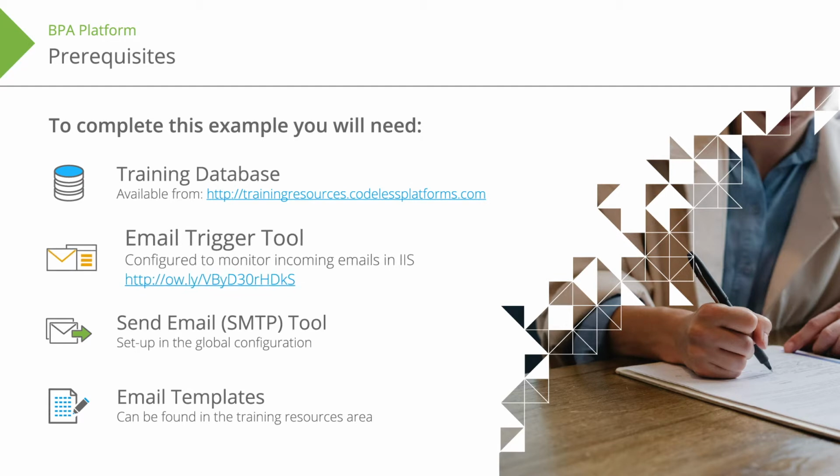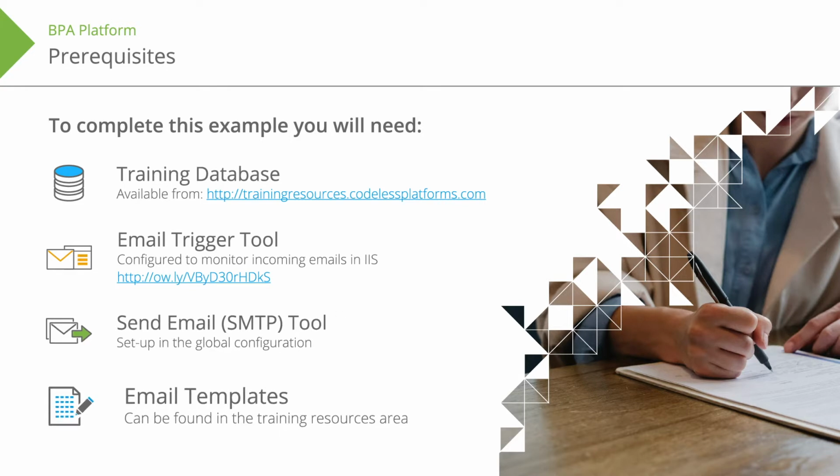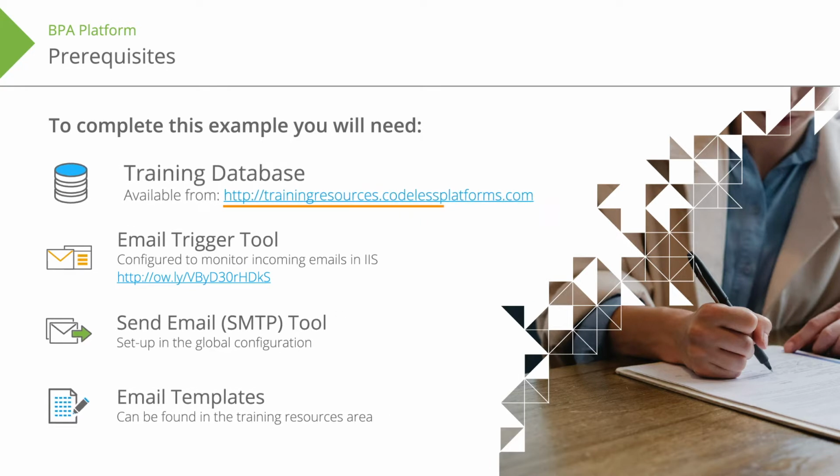You will need the email trigger tool to be configured to monitor incoming emails in IIS. See our website for details on how to configure this. You will also need the Send Email SMTP tool set up in the global configuration. The email templates for this tutorial can be found in the Training Resources area.